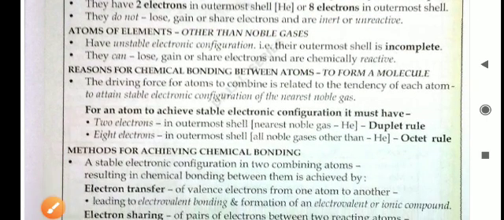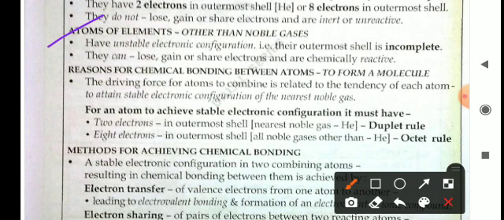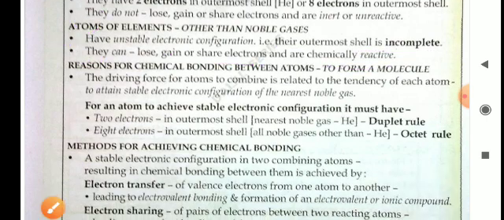Atoms of elements other than noble gases all have unstable electronic configurations and their outermost shell is incomplete, and they can lose, gain, or share electrons and they are chemically reactive.